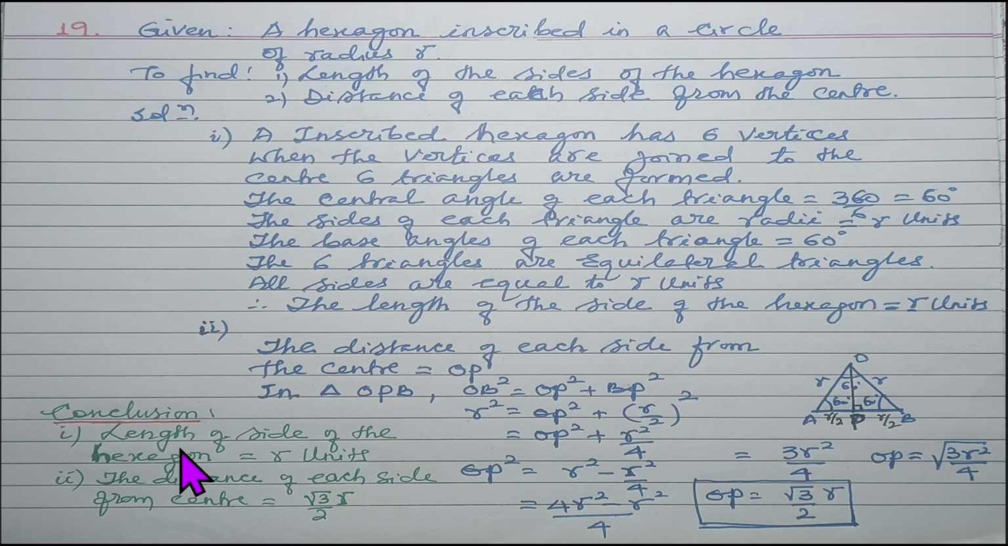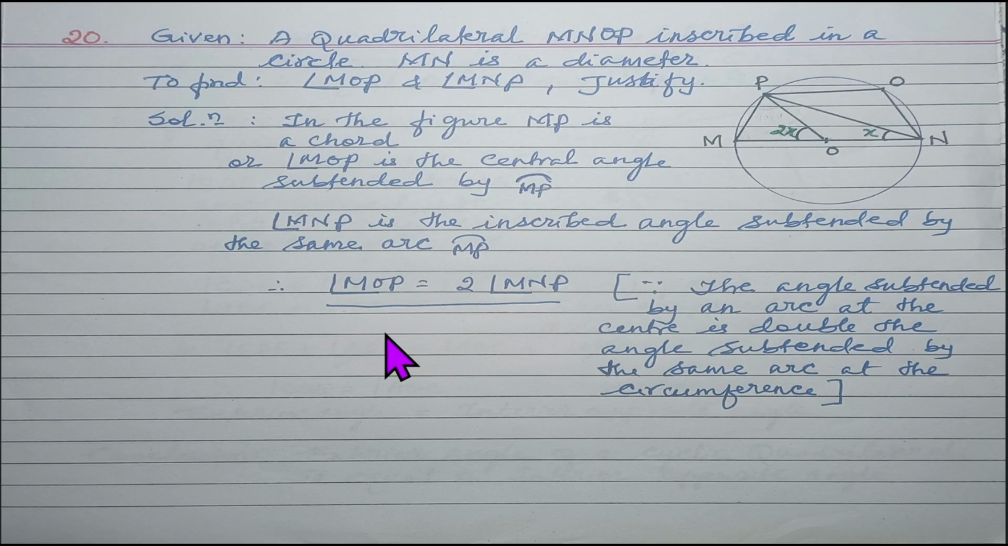Therefore the conclusion is, the length of the side of the hexagon is r units, and the distance of each side from the center is root 3 by 2 into r. So remember that. Now coming to the next example, that is example number 20.